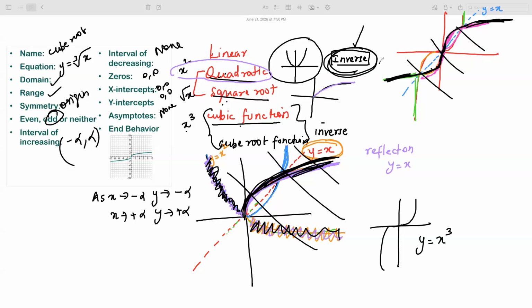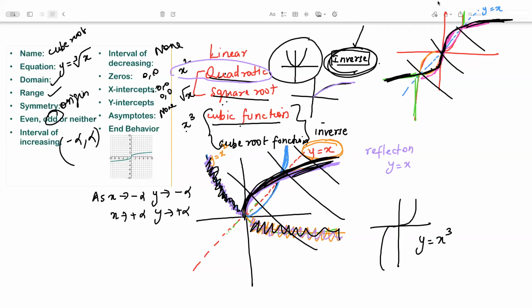But how will you draw inverse functions? Have your function, draw the line y equals x, mirror that, draw the reflection of it. That's your inverse function in mathematics. Okay, so that's how you get cube root, square root functions. Any questions till here?